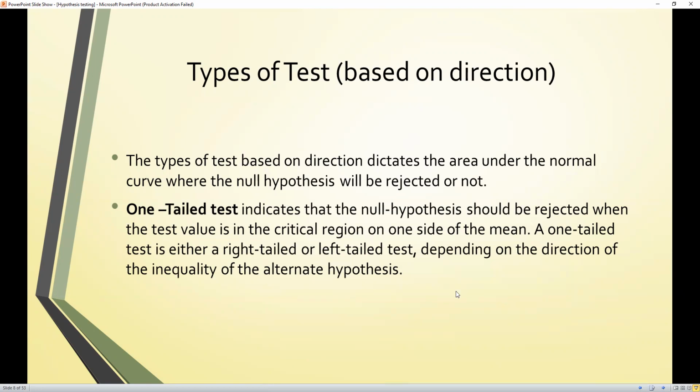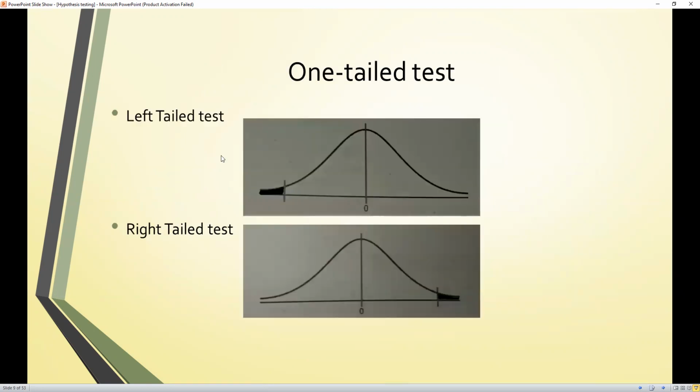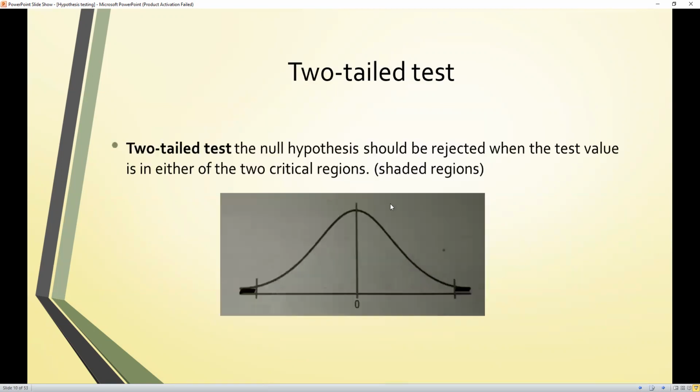Okay, and then of course the other one. So here it's a left-tailed test. The shaded region or the critical region will be on the left side. A right-tailed test is on the right side. So what is that critical region? Later on in the topic, we will be discussing that as well.